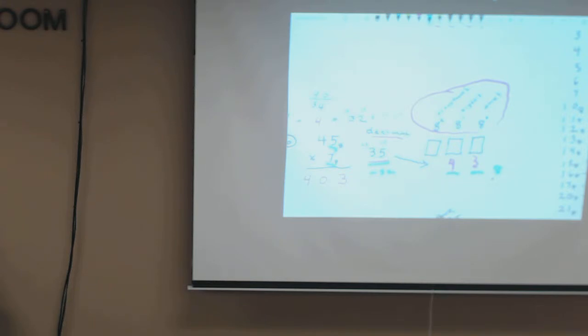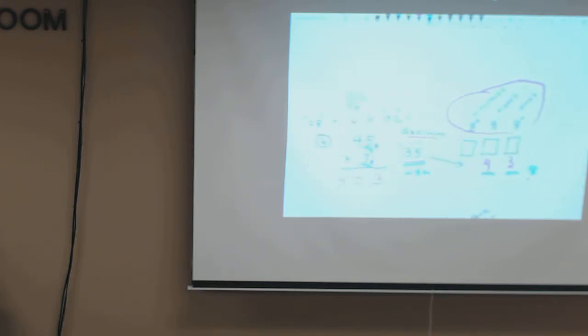Okay, so 4, 3. So I put down the 3 and I carry the 4. What's 4 times 7? In your head, what's 4 times 7? 28. So here's 28, but I have to add that other 4. So 28 plus 4 makes 32. You see that?